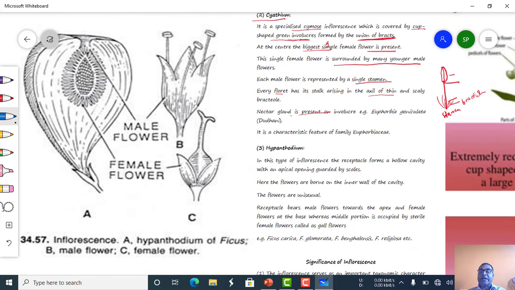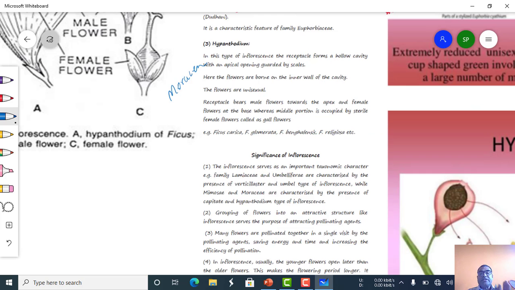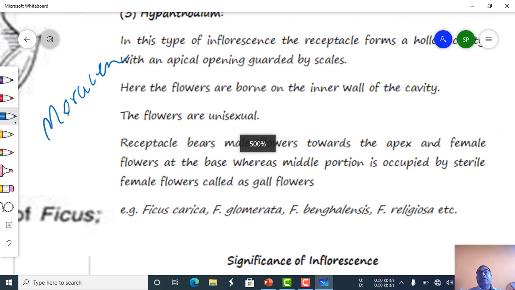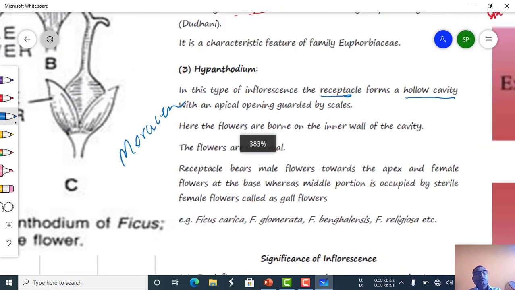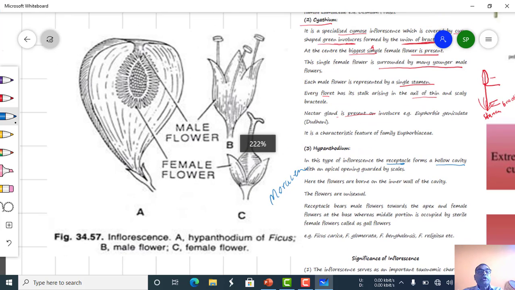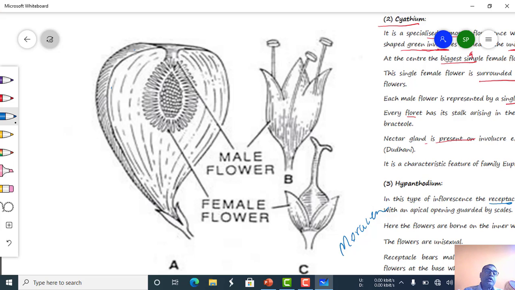Hypanthodium type of inflorescence is a characteristic feature of family Moraceae. So in Moraceae, you will observe the hypanthodium type of inflorescence. What is present in this type of inflorescence? In this type of inflorescence, the receptacle, that means the axis of the inflorescence, forms a hollow cavity, an empty cavity with an apical opening, which is called an ostiole. So here this inflorescence forms such a hollow cavity.